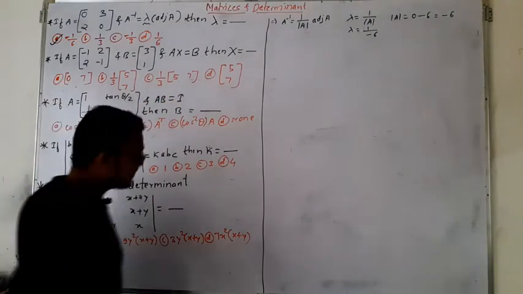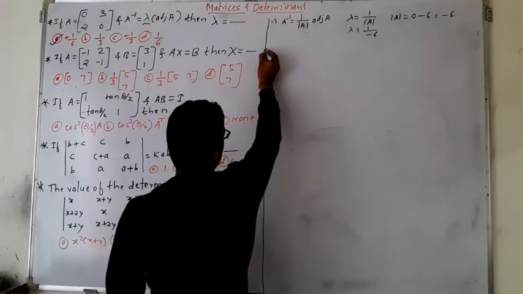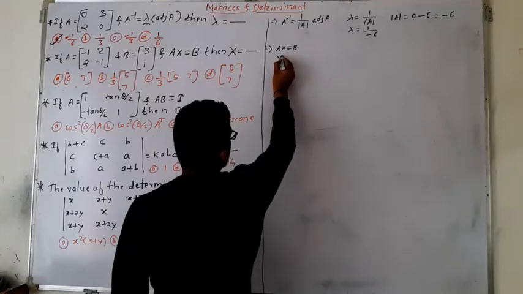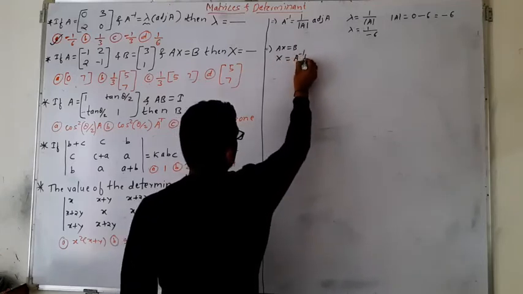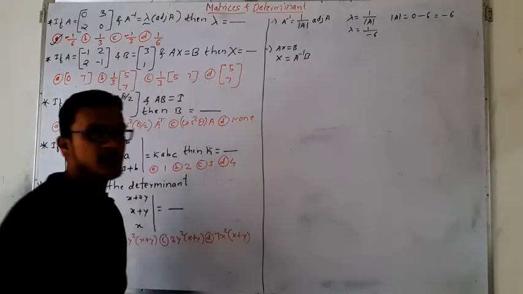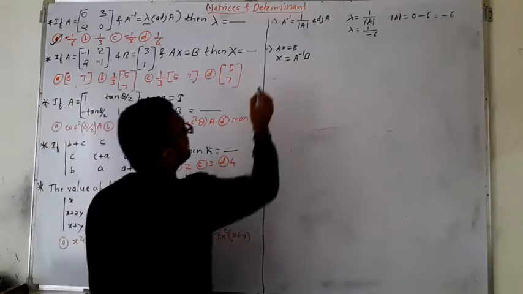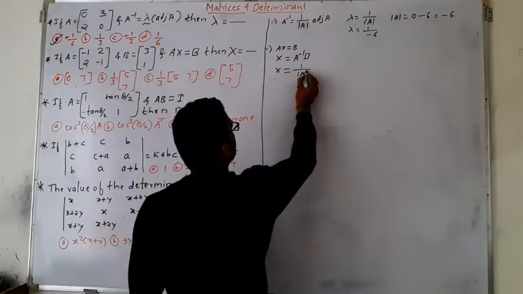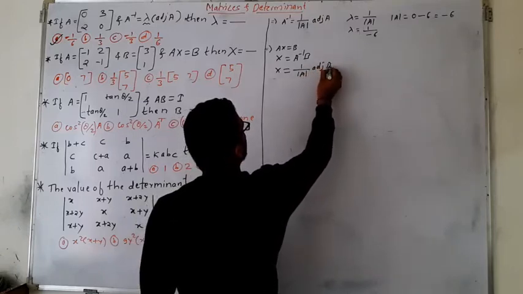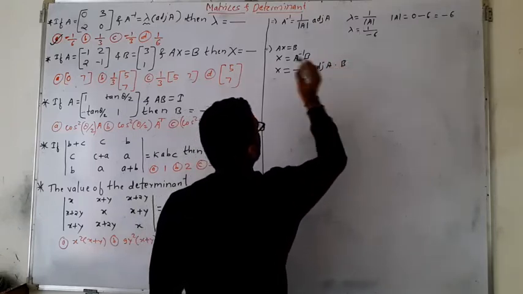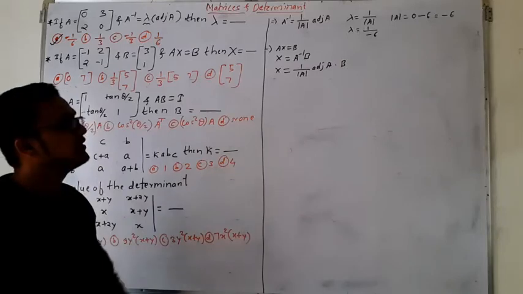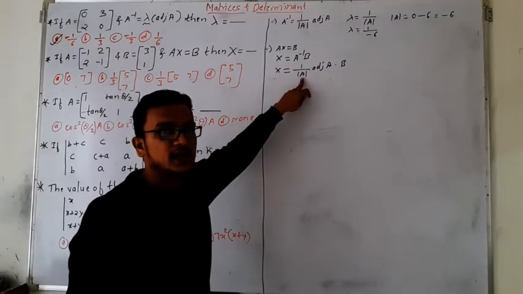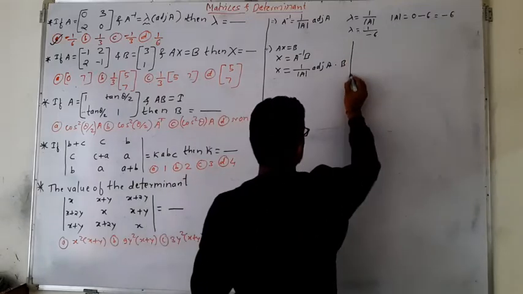Now, the condition given is Ax is equal to B. So X is equal to A inverse into B. But again, what is A inverse? That is 1 divided by determinant A into adjoint of A, into this matrix B. So first we have to find adjoint of A and the determinant of A. I will do it here itself.